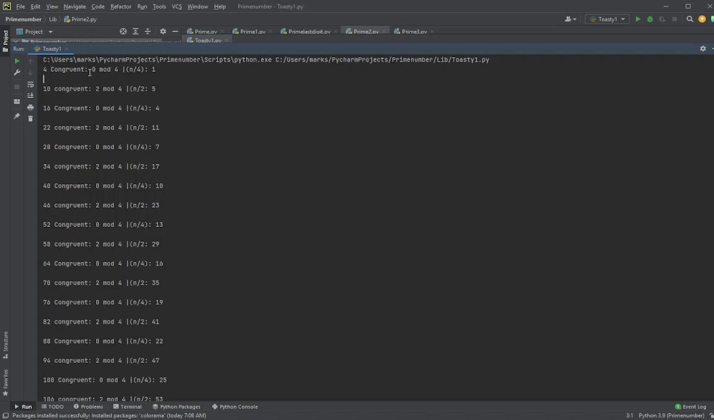And for 4, any number that's congruent with 0 mod 4, I divide by 4. Any number congruent with 2 mod 4, I just divide it by 2. They'll always be odd. 2 mod 4 divided by 2 will either be even or odd.